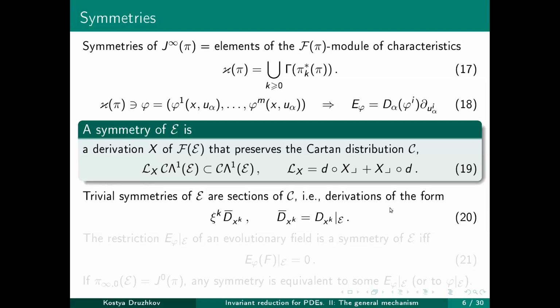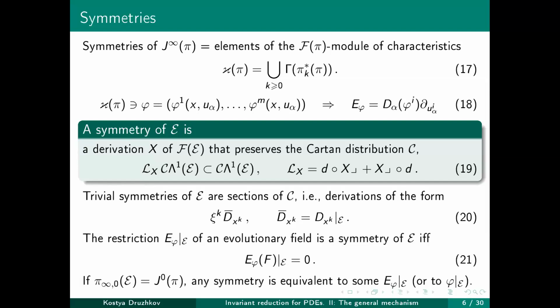And trivial symmetries of epsilon are sections of the corresponding Cartan distribution. That is, we can understand the Cartan distribution as a subbundle of the tangent bundle, and then we can consider the corresponding sections. So the trivial symmetries are derivations of this form, and we consider symmetries as equivalence classes eventually. So a symmetry is an equivalence class where two symmetries are equivalent if they differ by a trivial symmetry.